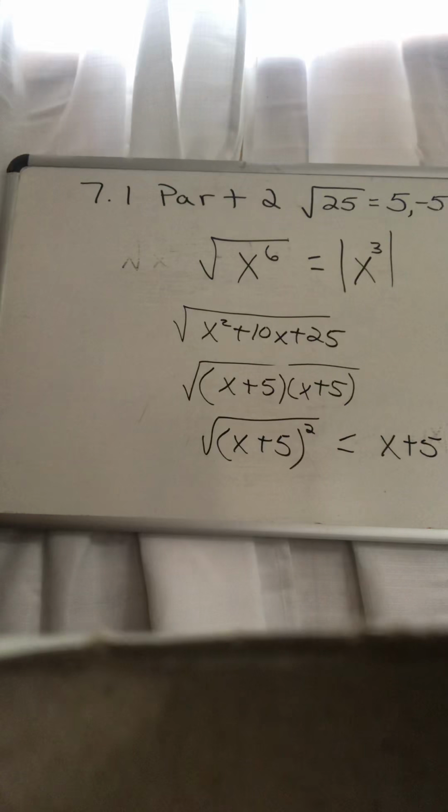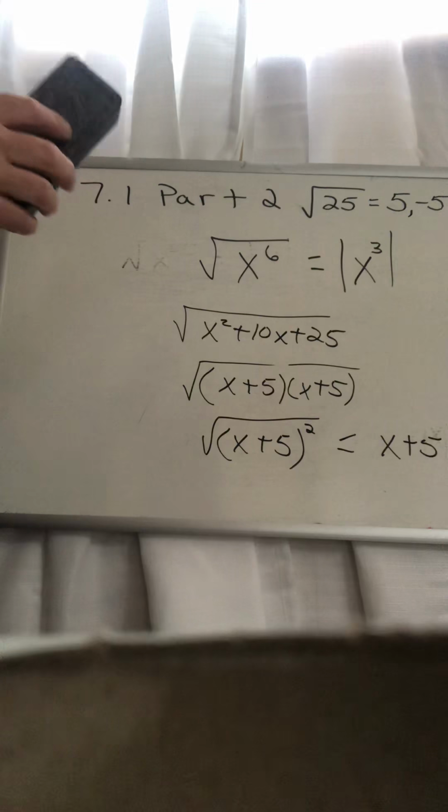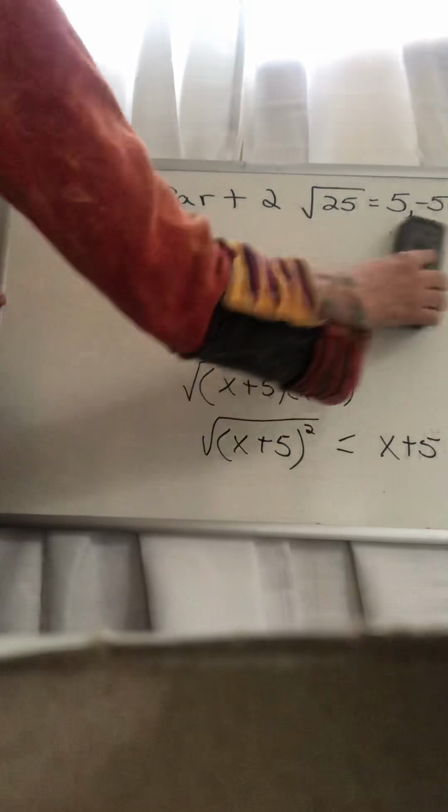All right, let's look at example 5. In example 5, we have the square root of x with an exponent of 14.